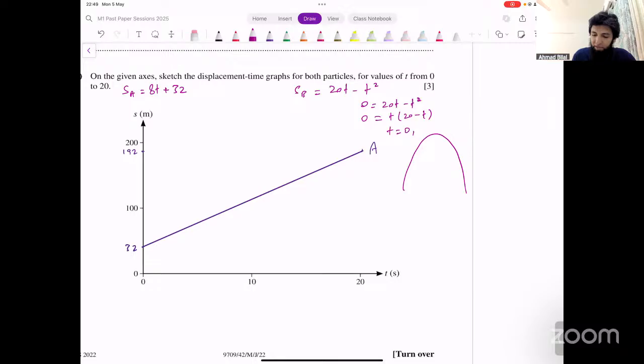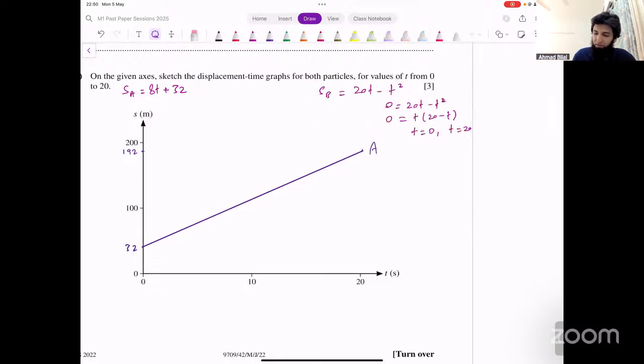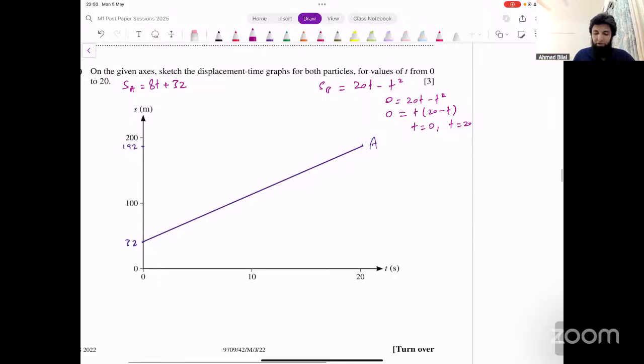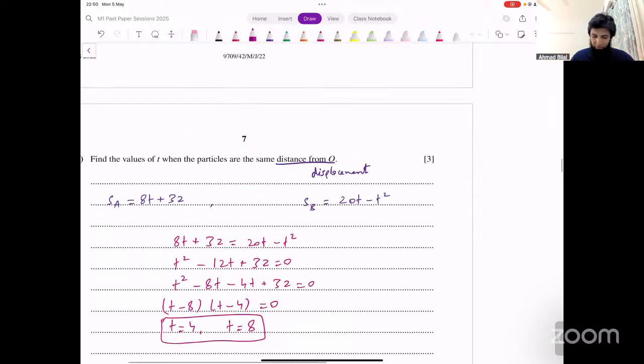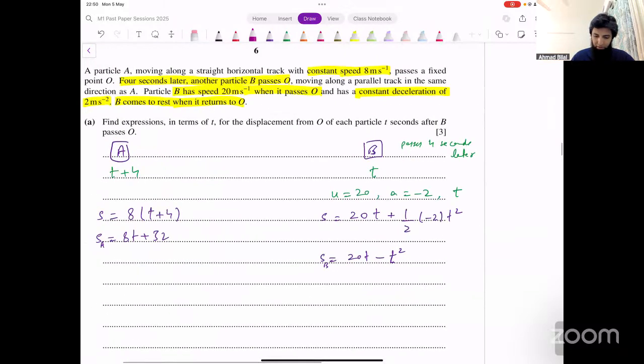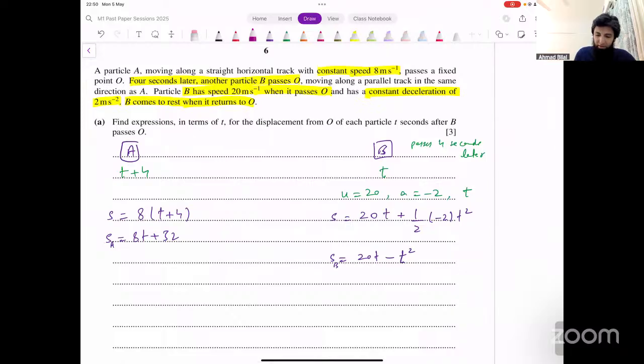So displacement has a value of 0 when time is equal to 0 and time is equal to 20. That means the graph has to start from here and it ends at here. At 0 and 20, displacement is 0. In fact, the question actually told us about this as well. I forgot that, I think. The question tells us that it comes to rest.